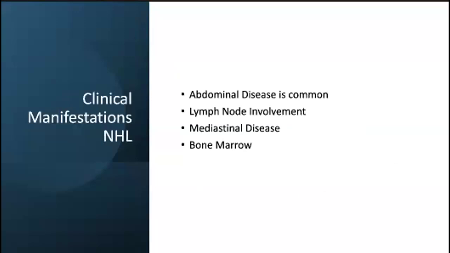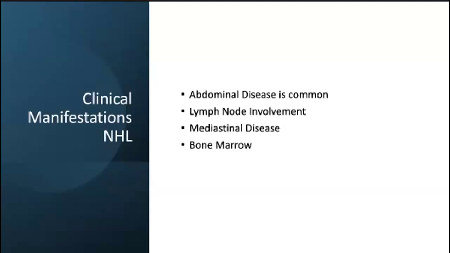What are we going to see? Our clinical manifestations. Abdominal disease is a common presentation: cramping and constipation, pain, anorexia, weight loss, ascites, obstruction, and vomiting. Lymph node involvement will be painless, large lymph nodes in the cervical and axillary regions; inguinal can occur but is less common. Mediastinal disease shows cough, respiratory distress, and symptoms that almost mimic bronchitis. A late sign would be tracheal deviation.